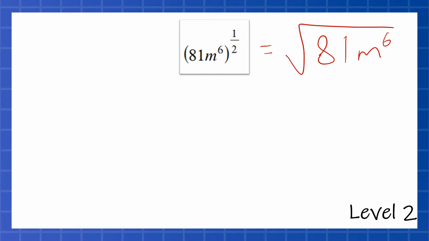Then we're going to simplify this just like we would simplify square roots. So I'm going to simplify the numbers first. The square root of 81 is 9, and the square root of m to the 6th, well, 6 divided by 2 is 3. That's going to be 3 pairs.